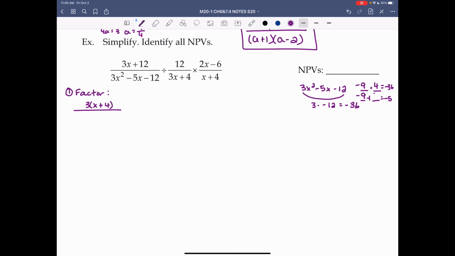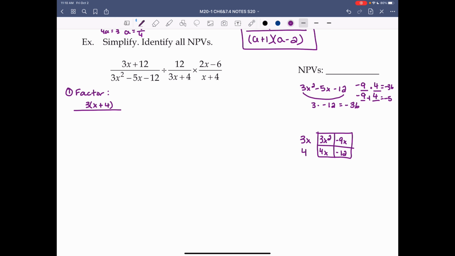I'm going to do the box method. Top left box is 3x squared. Bottom right box is negative 12. Negative 9x and 4x go in the other two boxes in any order. Factor each row and column. First row, 3x squared and negative 9x. The first term, 3x squared, is positive, so my common factor will be positive 3x in this case. Second row, 4x and negative 12. Again, first term is positive, so my common factor is positive, and it's 4 in this case.